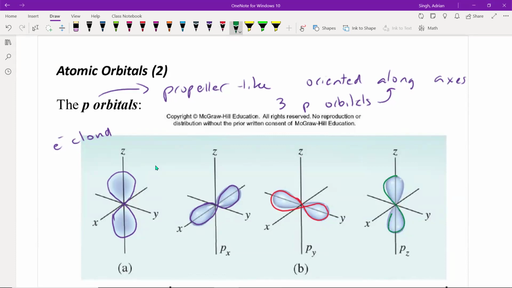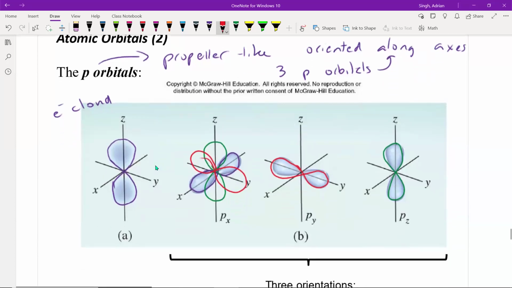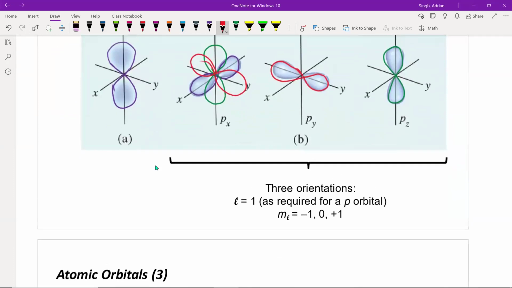So if you actually superimpose these on top of each other, you'll end up with it looking something like this, which looks way more complicated if you put all 3 of them on top of each other. But that's how they actually look. Those are all 3 of the p orbitals superimposed on each other. And again, they correspond to the L equals 1 value. We have -1, 0, and +1, so 3 of these correspond to the 3 p orbitals.